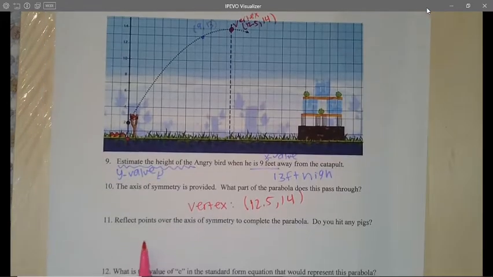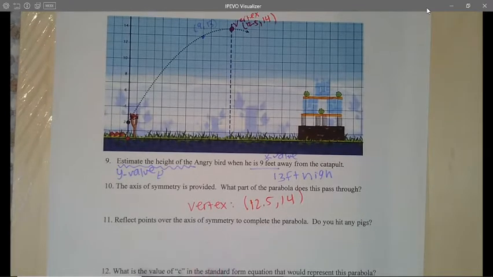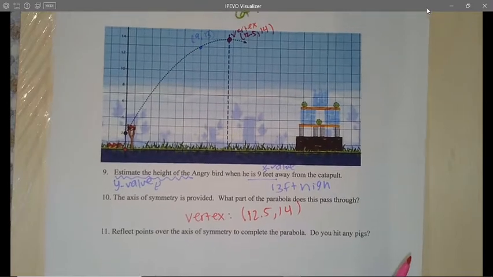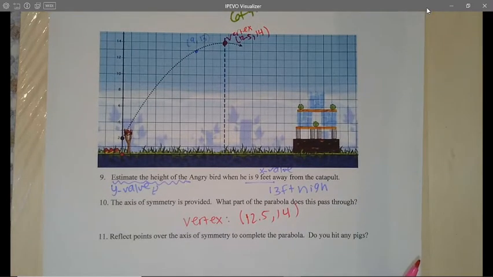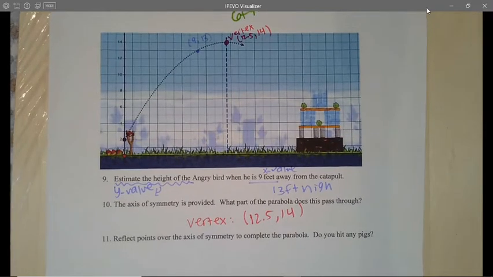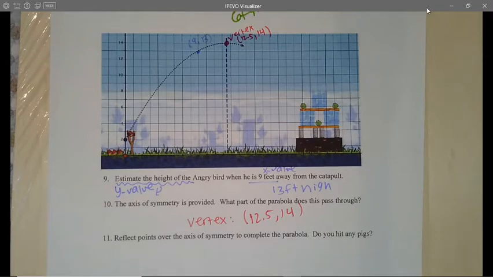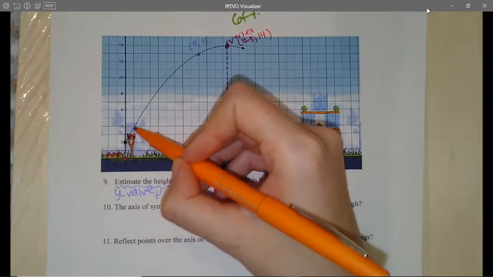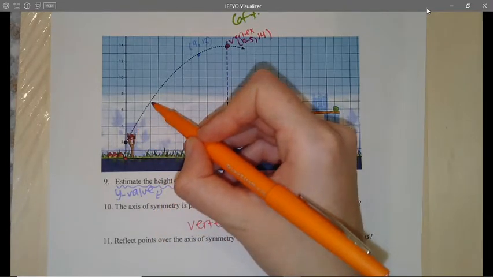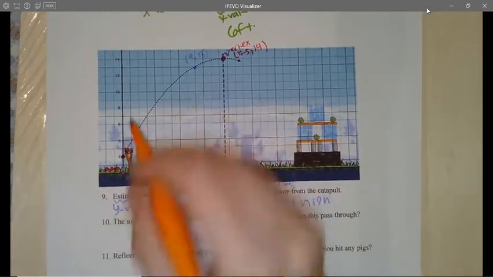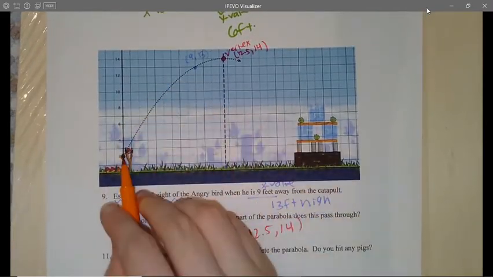Next it says to reflect the points over the axis of symmetry to complete the parabola, and we want to know if we hit any of the pigs on the way. So I'm going to do my best. Again, it's not going to be a perfect sketch, so it might be a little tricky to see if we hit any of the pigs, but I'm going to do my best. When I do this, I'm going to go to this half of the parabola, and anywhere that I see that the graph lands on an even mark, I'll reflect it over to get some points. Like for example, this is definitely a point that I can look at.